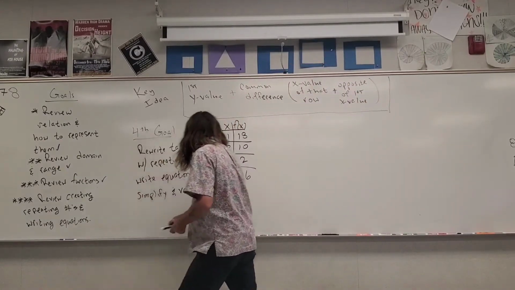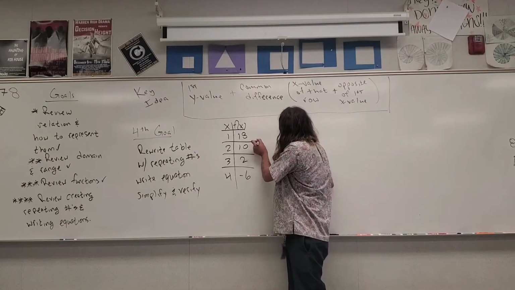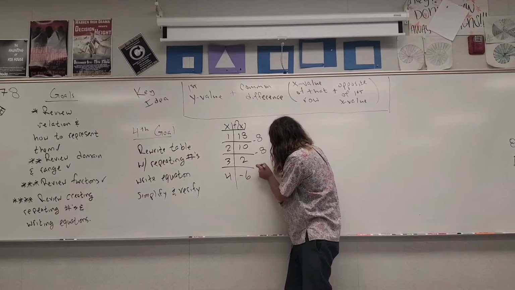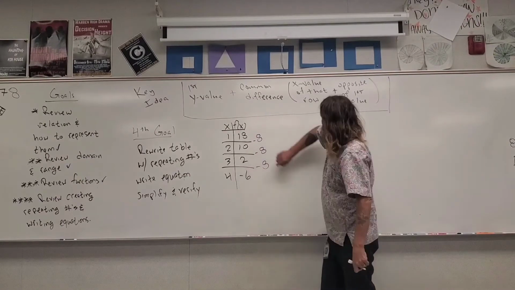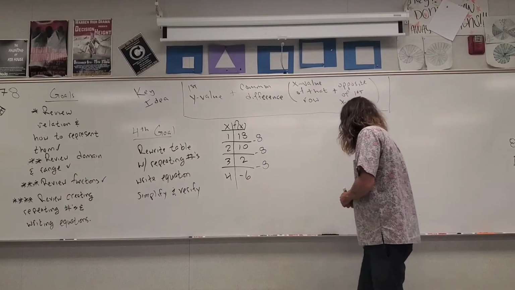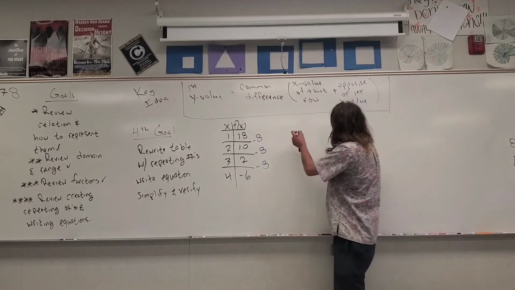First thing I need to do is figure out how my y values are changing, and they're changing by subtracting 8. And since every row is changing by subtracting 8, I've found my common difference. It's minus 8. So now I'm going to write my table with the repeating numbers, the repeating number pattern.